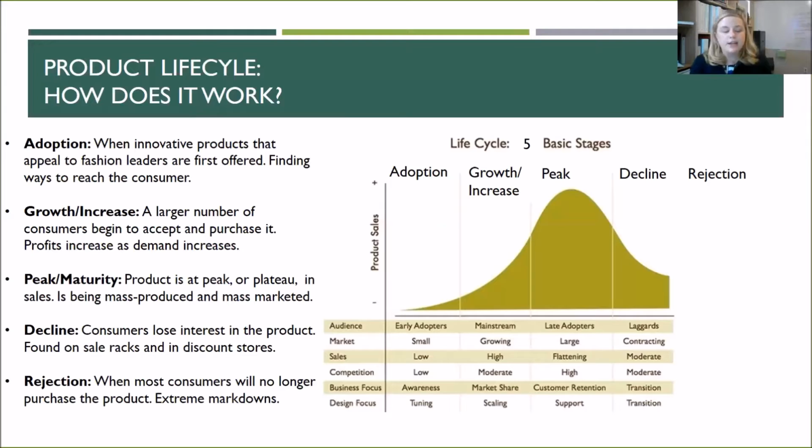And then our next stage is growth. So this is the stage in which a larger number of consumers are beginning to catch on to the product. They're also starting to purchase it.